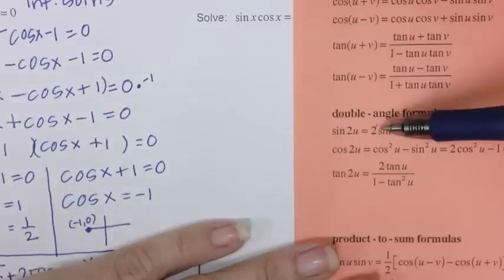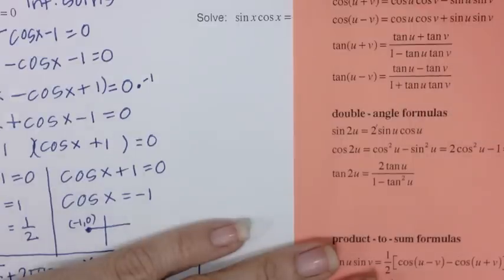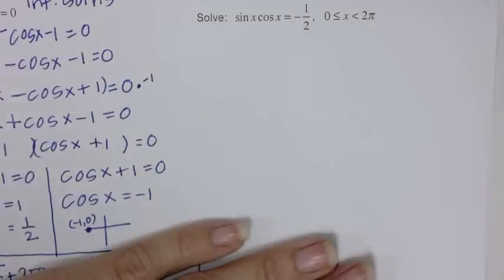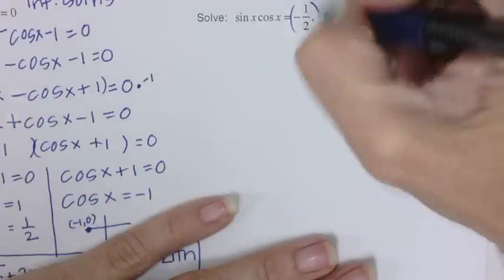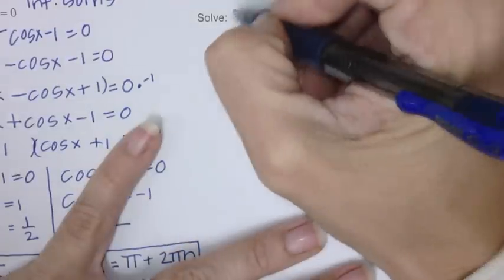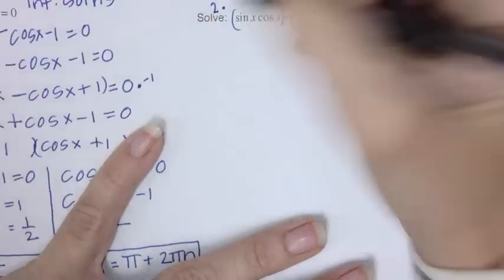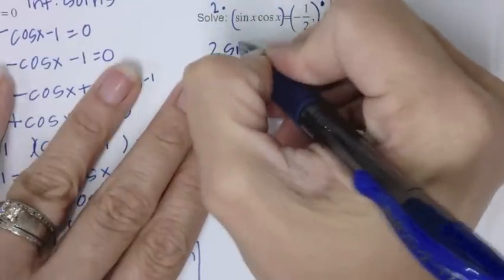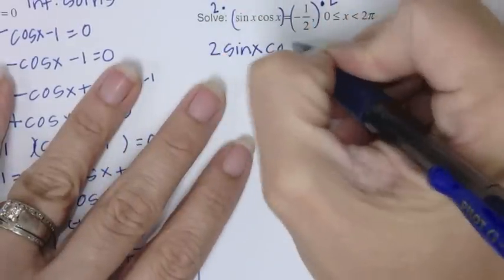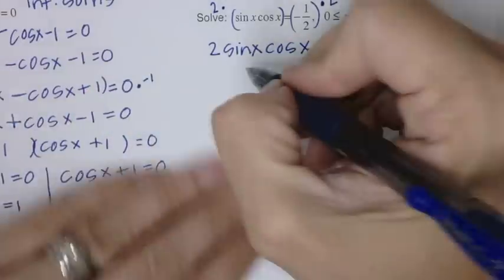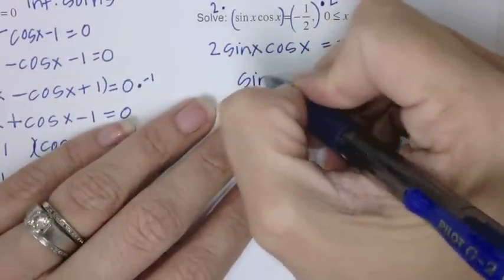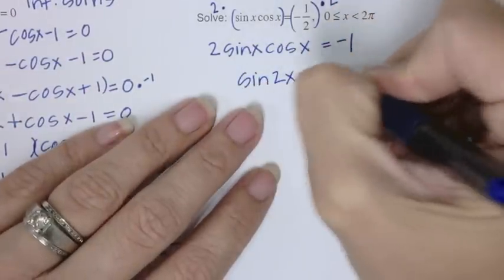Well, guess what? You can multiply both sides of an equation by 2 fairly easily. And if you actually look at what this is equal to, it's equal to -1/2. So if I multiply both sides by 2, I generate 2 sine x cosine x equals -1. And I can rewrite this as the sine of 2x equals -1.